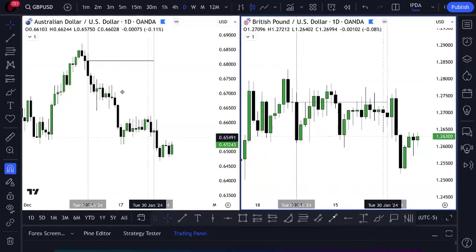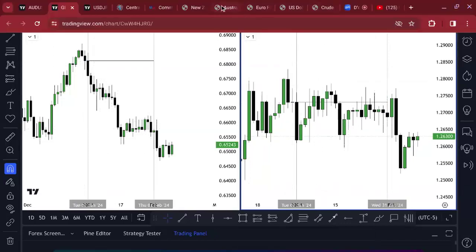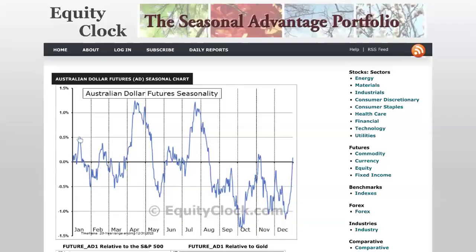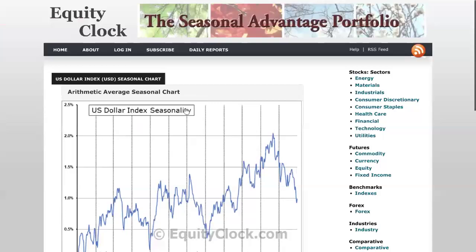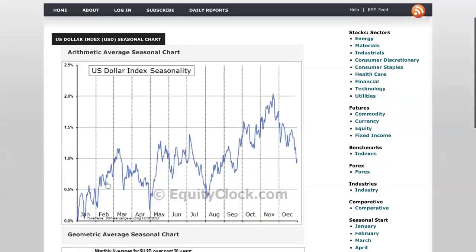Price sells off dramatically. It's the average trend. You can even see seasonals, right? Start taking some seasonals into this. Seasonally, Australian dollar was bearish. Seasonally, DXY was bullish. Plus, we have the interest rate differential between them, which is relatively high compared to the other majors.